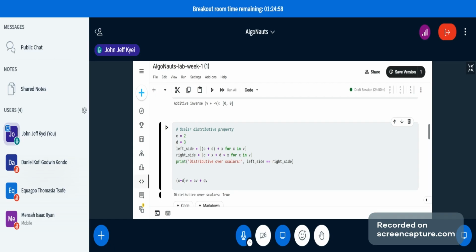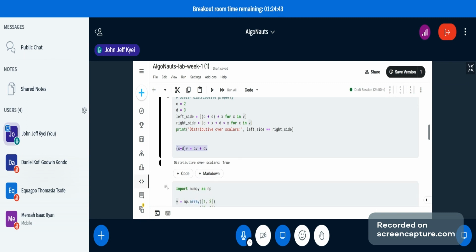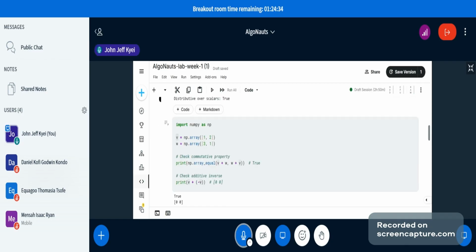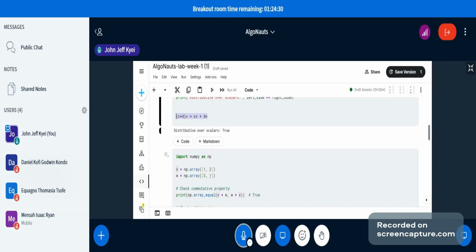Is this clearer? Yeah, so adding this and multiplying by the vector should be equal to multiplying them separately and summing them. And that's the distributive over the scalars property. Distributive over scalar sum. Okay. And this one is just for the commutative property option.